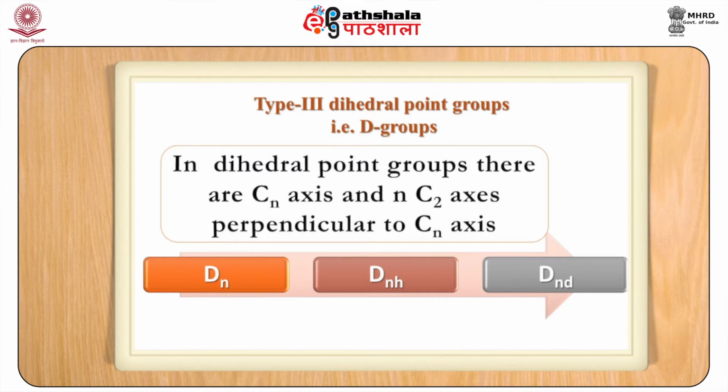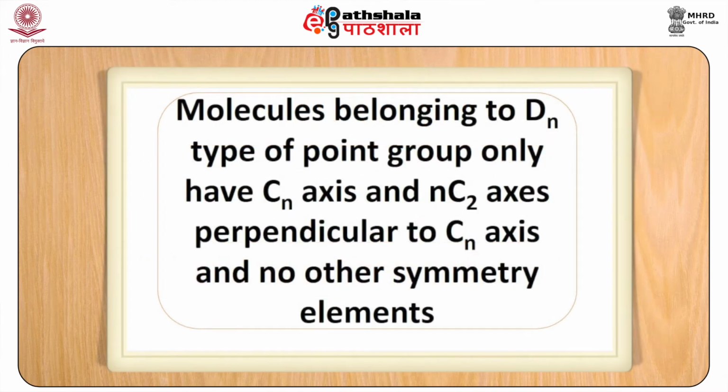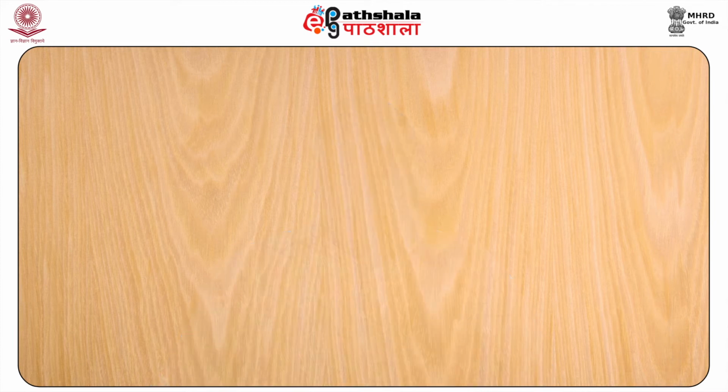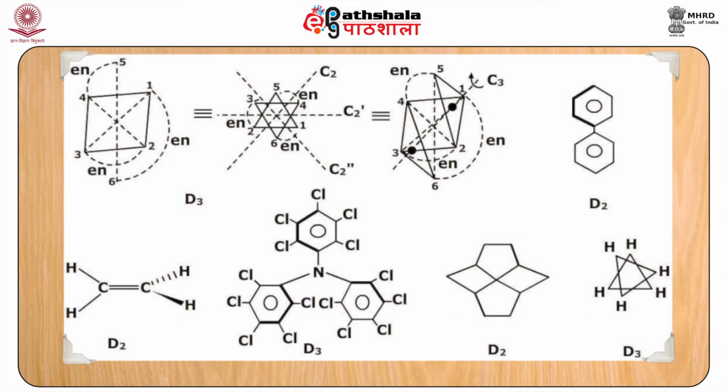First, let us take the DN point group. That is, we have only the CN axis and NC2 axes in this molecule. Molecules belonging to this type only have the CN axis and NC2 axes perpendicular to the CN axis, and no other symmetry elements are present in them. A few examples of these types are shown. These are the cation Co(en)3 3 positive, twisted biphenyl, that is, this belongs to D2, then twisted ethylene, perchloro triphenylamine, twistane, gauche form of ethane. These are shown over here, and all these have a CN axis and NC2 axes perpendicular to each other.